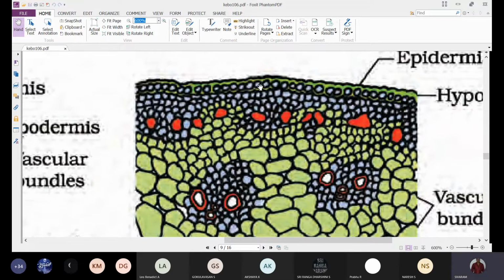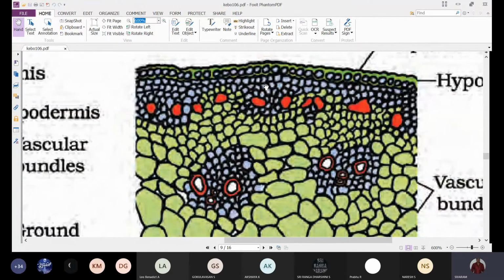And next, when you observe this epidermis on its outer surface, it is covered by a cuticle, a waxy coating called a cuticle, which makes the stem impervious to water and prevents the water loss due to transpiration, and prevents the entry of pathogenic microorganisms like virus, bacteria, and fungi.